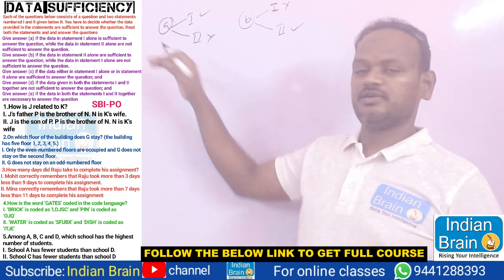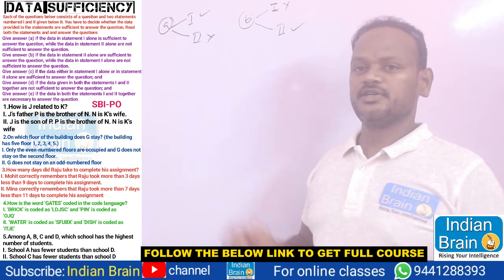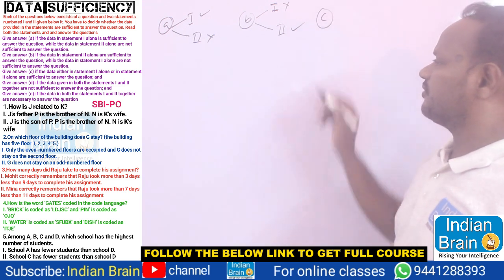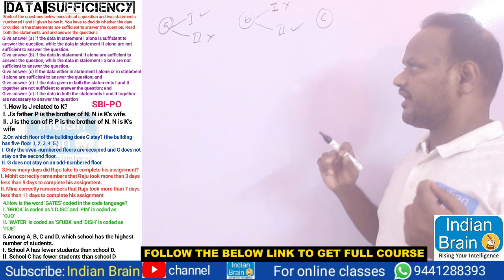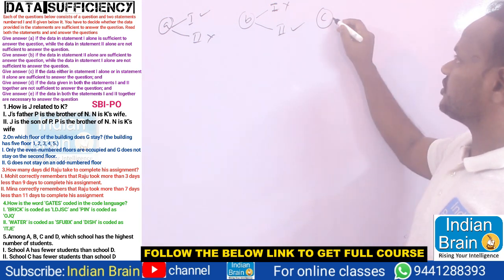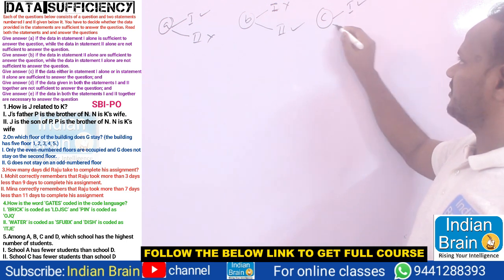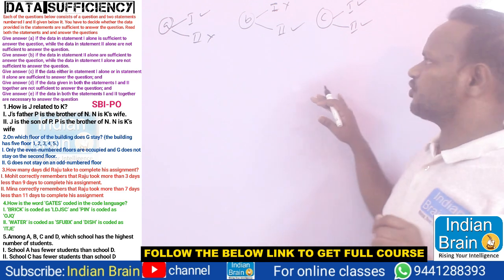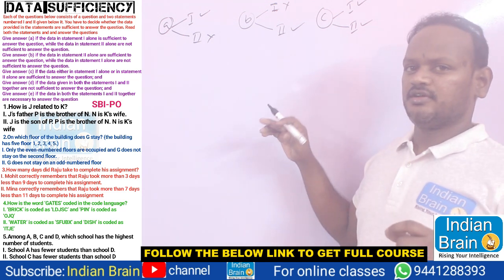So you can choose B when one is not sufficient and two is sufficient. Then what about the C option? C is very simple, don't confuse. What is our C? If the data in either statement 1 alone or in statement 2 alone are sufficient. Individually, 1 is enough and 2 is enough. That's why I can choose C.